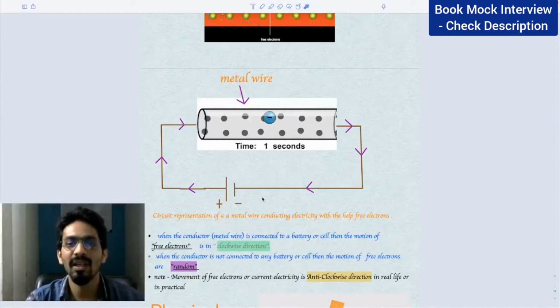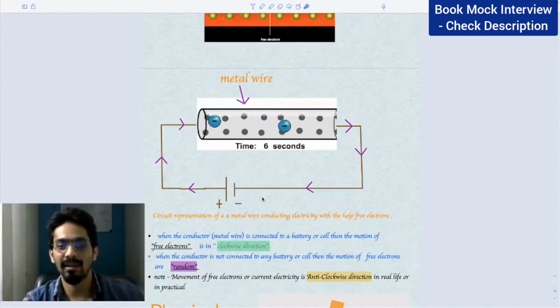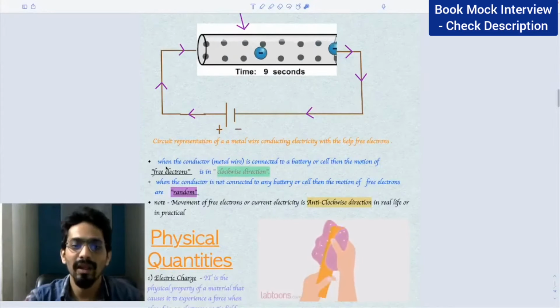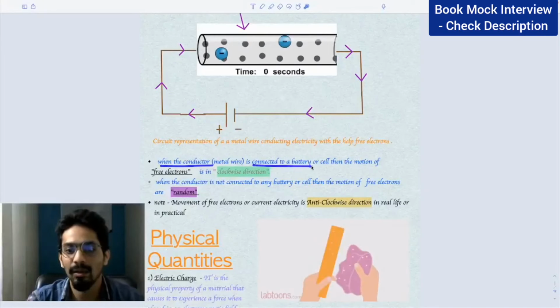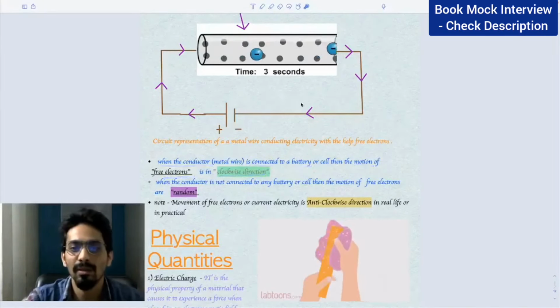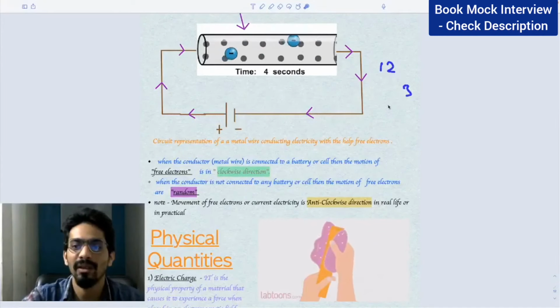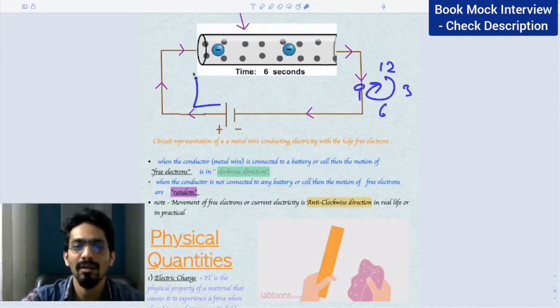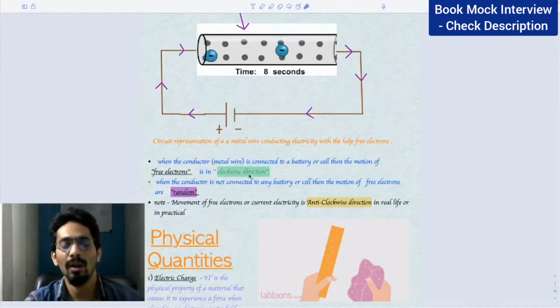Because of these free electrons, metal wires conduct electricity. I hope I made myself clear. Now, when the conductor is connected to a battery or a cell, the motion of free electrons is in a clockwise direction. You can see clockwise means 12, 3, 6, 9, like this. So electrons are moving from here to here in this direction, which is called a clockwise direction.